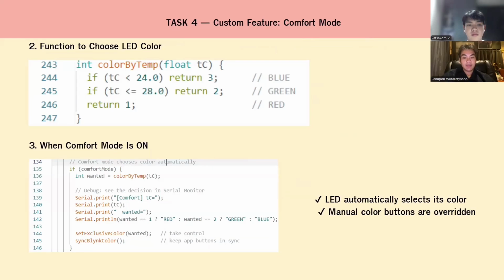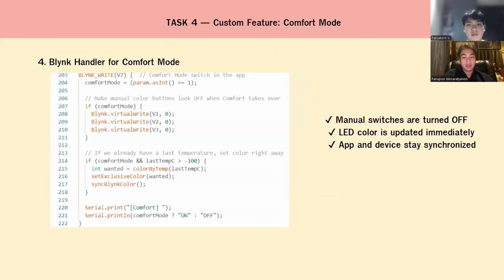And in this part of the code, I check whether comfort mode is active. If it is, the system ignores all manual LED buttons. Then it looks at the current temperature, determines the correct LED color, and calls the exclusive color function to update the LED. And finally, the Blynk switches update automatically so the app always shows the correct colors.